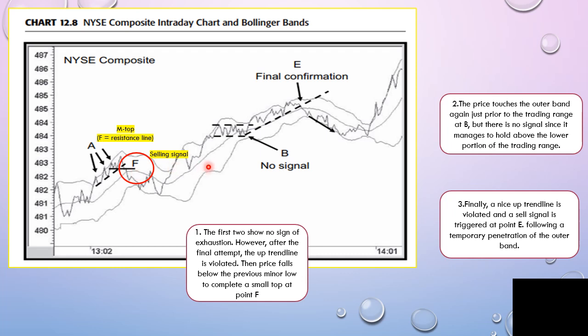So bila dia breach the resistance line kat sini, kita boleh katakan dia adalah satu selling signal. Okay. So kat sini pula yang ni dia tak ada signal kat sini. Okay. Tapi confirmation dia dekat E. So the first two show no sign of exhaustion. However, after the final attempt, the uptrend line is violated. Then price falls below the previous minor low. And then the price touches the outer band again, just prior to the trading range at B, but no signal. And finally, a nice uptrend line is violated and a sell signal is triggered at point E.